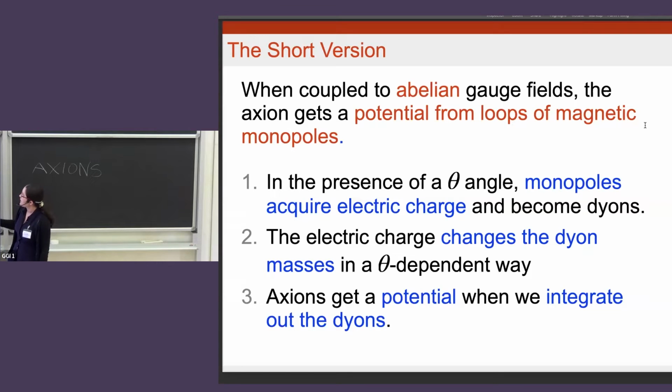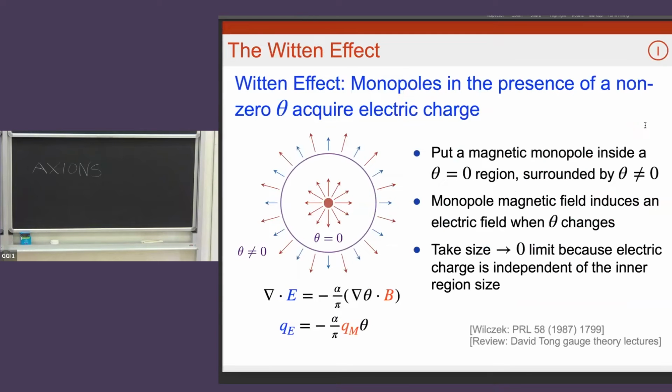And then this is where we actually are talking about a dynamical axion. Okay, so this is the general kind of overview of how it works. So let's get into details. So first, the Witten effect.